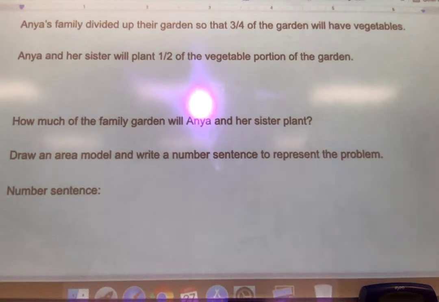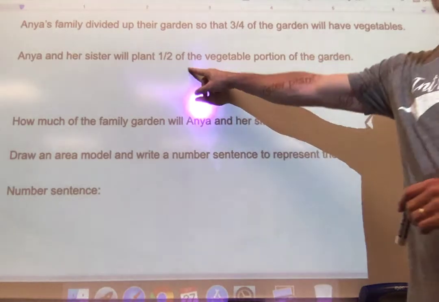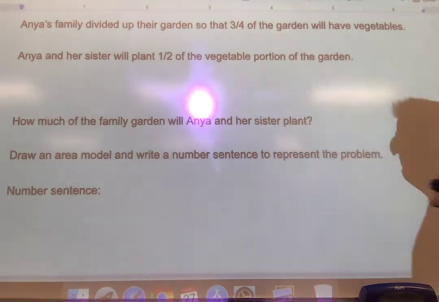Okay, so again, we got to read for understanding here. They're going to have a garden and 3/4 of it will be vegetables. The other 1/4, they don't tell us what that's going to be. Okay, and Anya and her sister were told that they get to plant a half of just the vegetable portion. So they get to plant half, not half the garden, but just half of the vegetables.